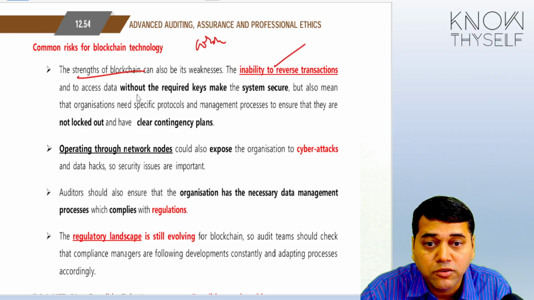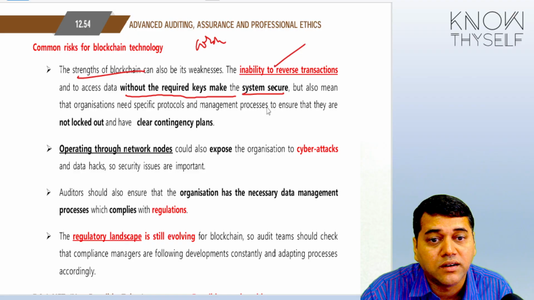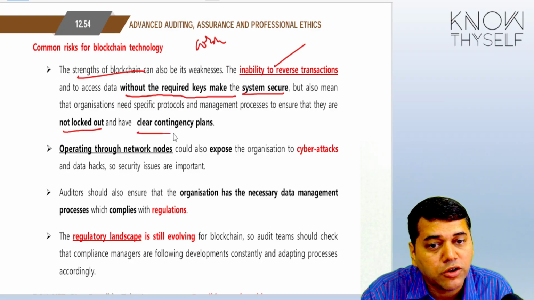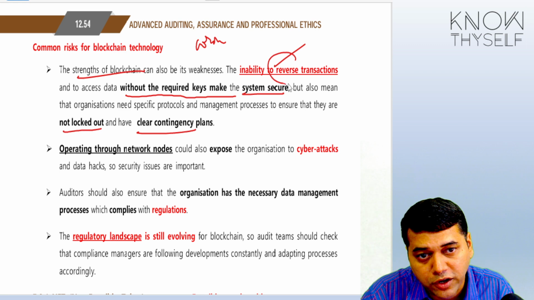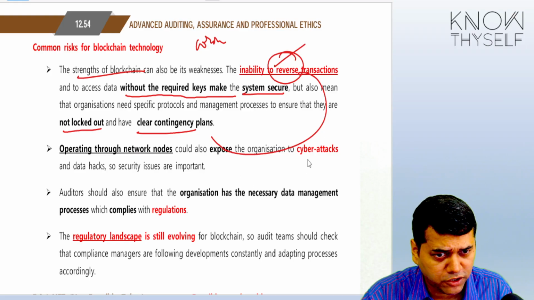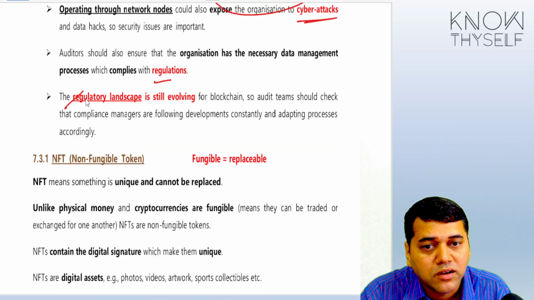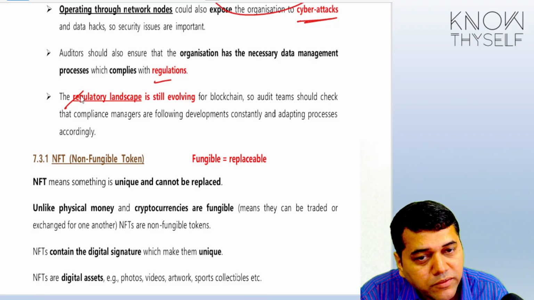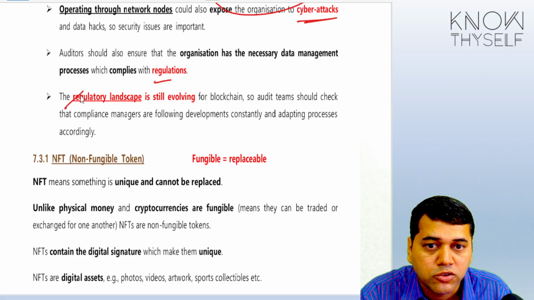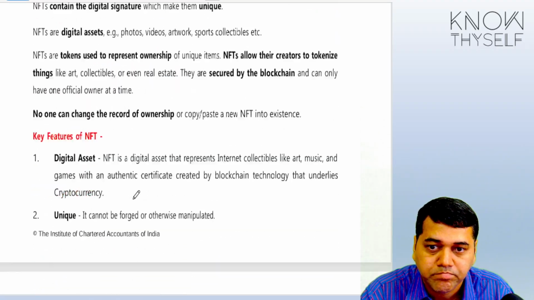So that's why, access to the data without proper keys can make it insecure. And if you are not logged out, you need to have a clear contingency plan. If you cannot reverse the transaction, you need to have contingency plans. Since so many people are connected to you, cyber attacks can happen. Law and regulation is just evolving. The government is just coming with the act now, telling what the blockchain related policy should be, what the cyber security policy is. So the regulatory landscape is just evolving. These are all the things you need to keep in mind.